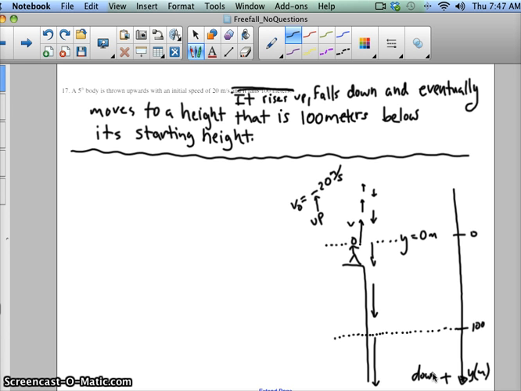But my acceleration is going to be positive. My acceleration is going to be 10 meters per second squared. And that's a positive direction because my acceleration is down. Okay? Now I'll go ahead and draw a velocity time graph. I'm not going to worry about a position time graph. I'm just going to draw velocity time and acceleration time.